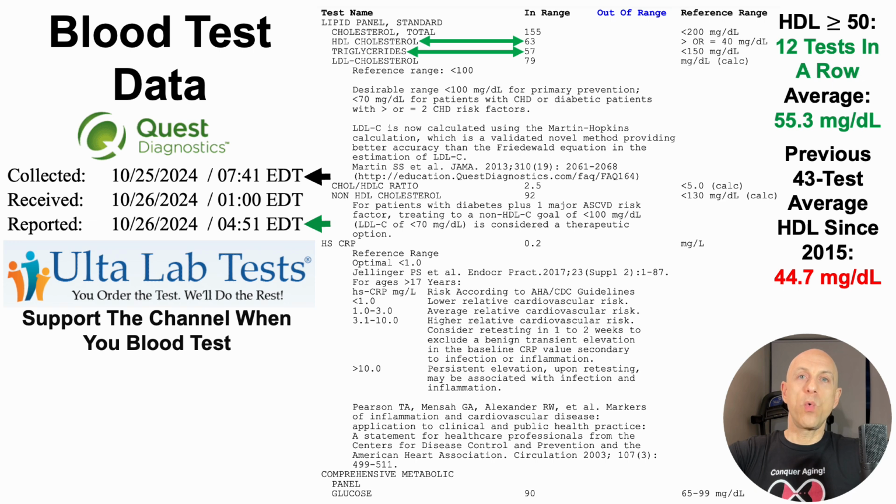values around 40 or less are associated with the lowest risk for coronary heart disease mortality. So the goal is to get it to 40 or less. So 57 is on the right track.